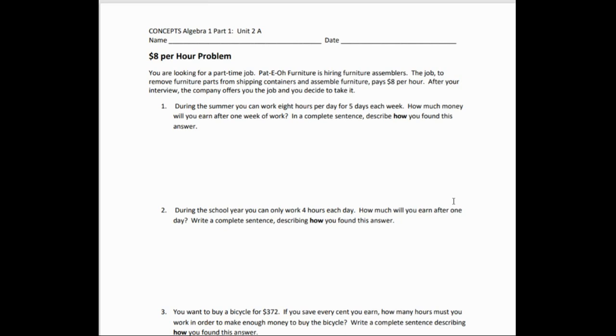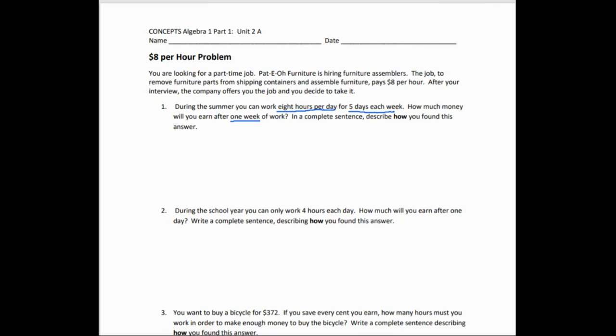We're looking for a part-time job. Patio Furniture is hiring furniture assemblers. The job to remove furniture parts from shipping containers and assemble furniture pays $8 per hour. After your interview, the company offers you the job. So question 1 says, during the summer, you can work for 8 hours per day and 5 days a week. How much money will you earn after 1 whole week?